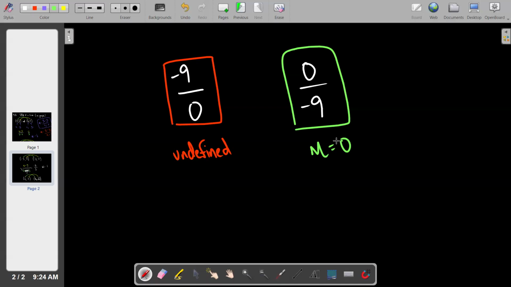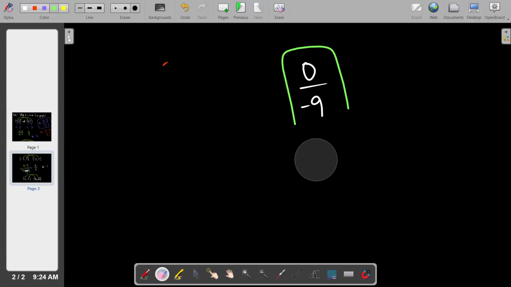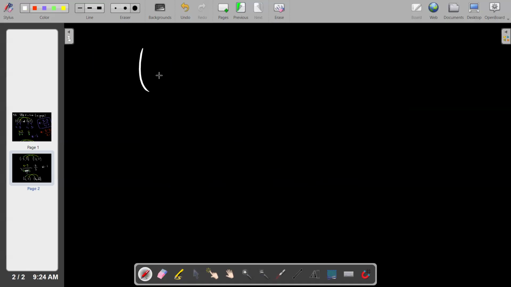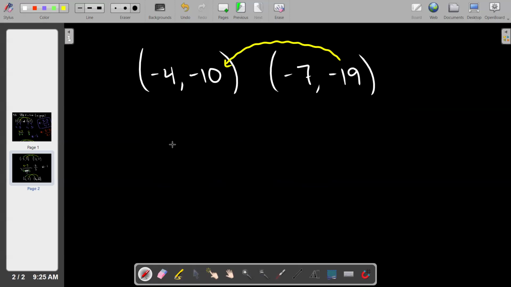Well, I got -9 over 0. I put undefined, but I got it wrong. So would you read me your points? -4, -10, and -7, -9. What's that say? -19 plus 10. What's that say? I don't know why I put down another 4. That's -7 plus 4.